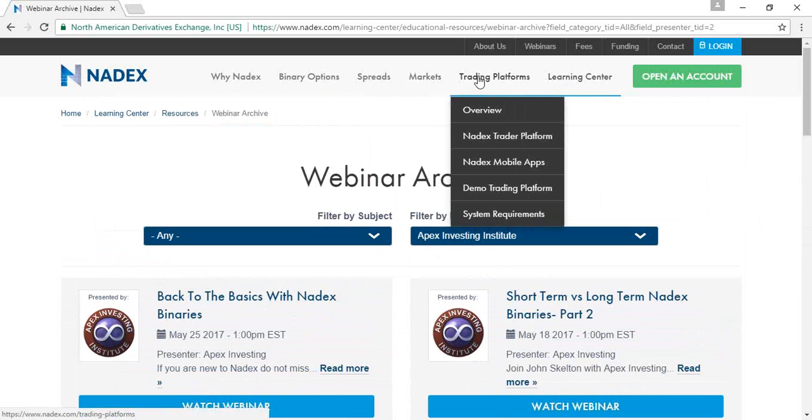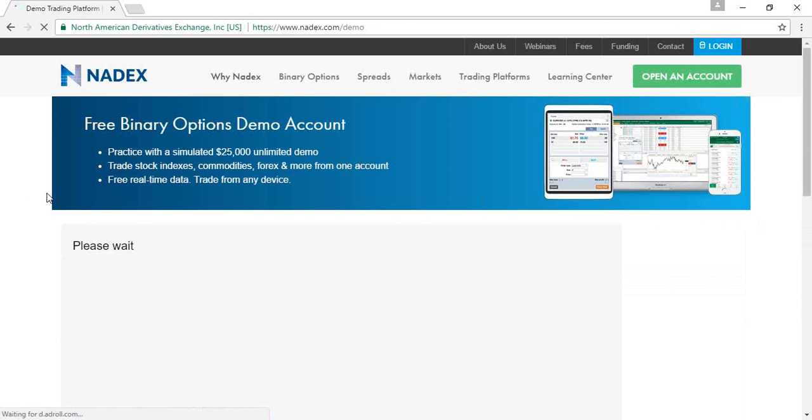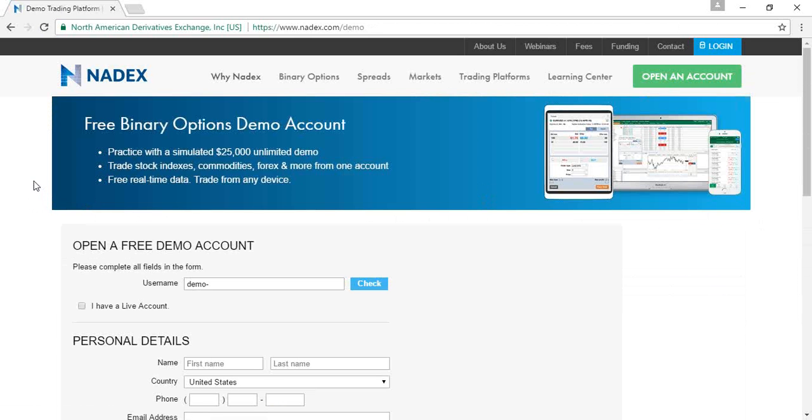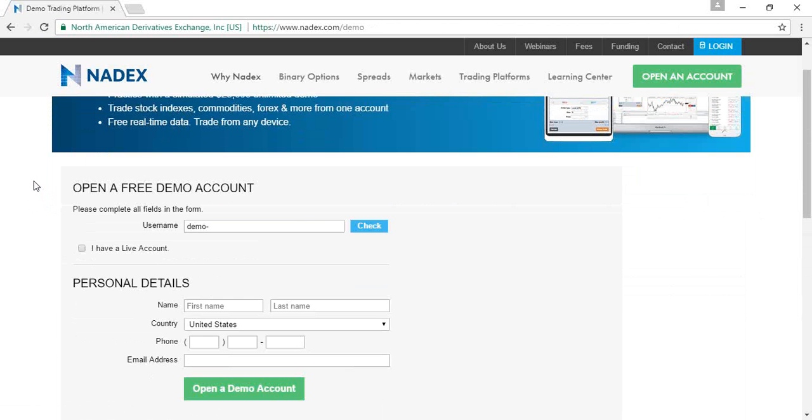Another huge tool, which in my opinion is an absolute must for anyone: if you go right here to trading platforms, Nadex has the online trading platform. They also have a mobile app that you can put on your phone, and you can trade mobile and monitor your open positions on mobile. Right here, demo trading platform. If any of you do not have a demo account, get one of these. In fact, do it right now, while we're on the webinar.